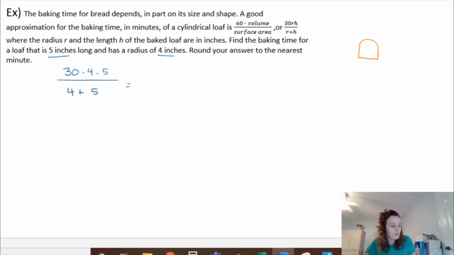Okay, so I've been given some variables. We know what to do when we're given variables. You plug them in, and now we're going to solve. Okay, 4 times 5 is 20, so now I have 30 times 20, which 3 times 2 is 6. Add your extra zeros is 600. 4 plus 5 is 9. Now I have 600 divided by 9.